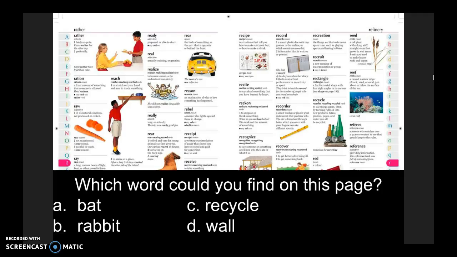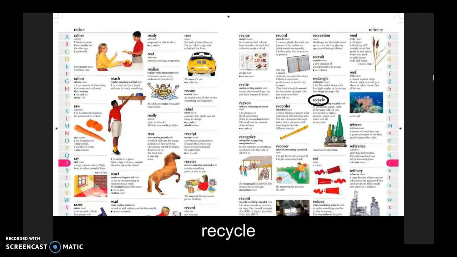Here's your next question. Which word could you find on this page in the dictionary? Bat, rabbit, recycle, or wall? If you said recycle, you are correct. Recycle is the only word that appears on this page because it's the only word that comes between rather and refinery in ABC order.